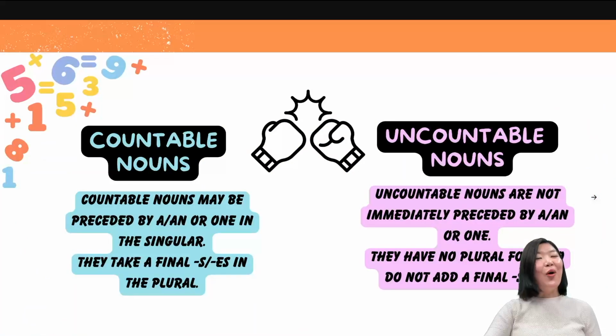All right, so what are countable nouns? Countable nouns may be preceded by a, an, or one in the singular. They take a final s or es in the plural. So only countable nouns can be singular or plural. Remember that. Uncountable nouns are not immediately preceded by a, an, or one. They have no plural form, so do not add a final s or es. Remember, uncountable nouns cannot be singular or plural.